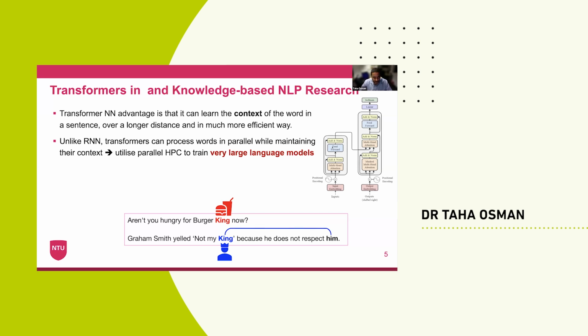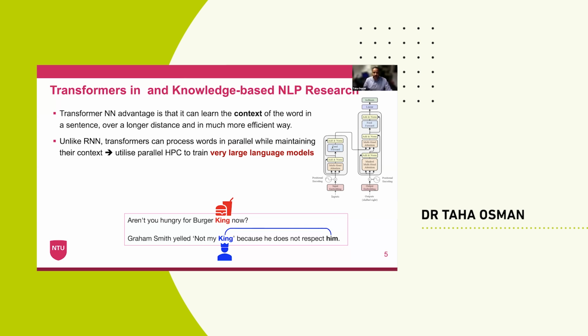Now, the predecessor technology to transformer technology was recurrent neural networks, or RNN. And unlike recurrent neural networks, transformer technology can process words in parallel while maintaining their context. And this allows them to utilize high-performance computing to train very large language models.